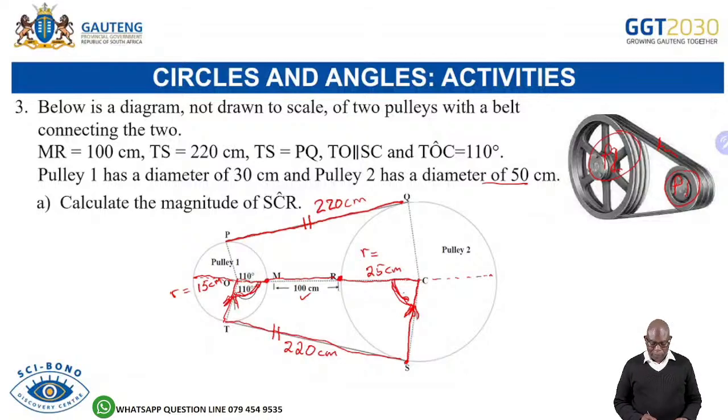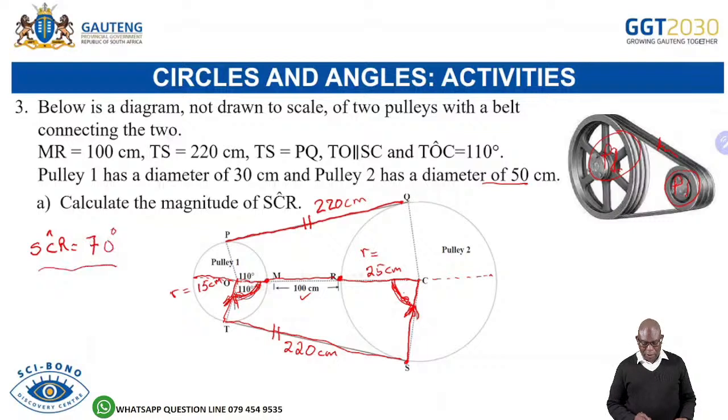So 110 plus this angle must give us 180. So angle SCR will be 70 degrees. As simple as that. So that angle here is 110, this is 70, so this must give us 180 degrees. Okay, so the co-interior angles must give us 180.